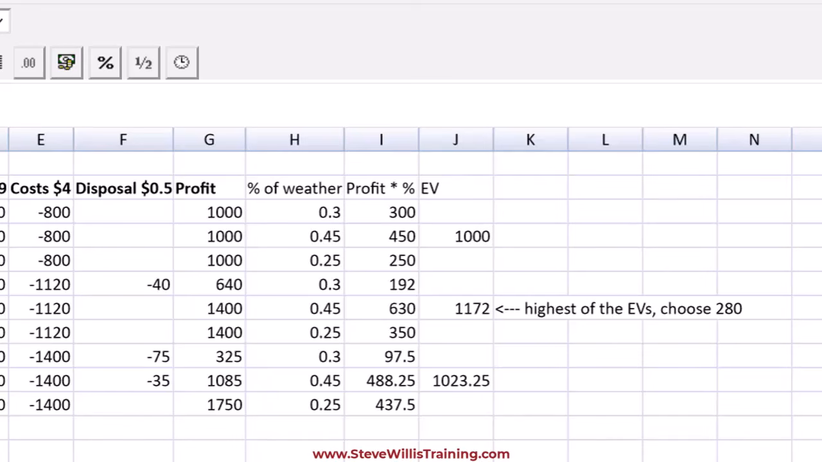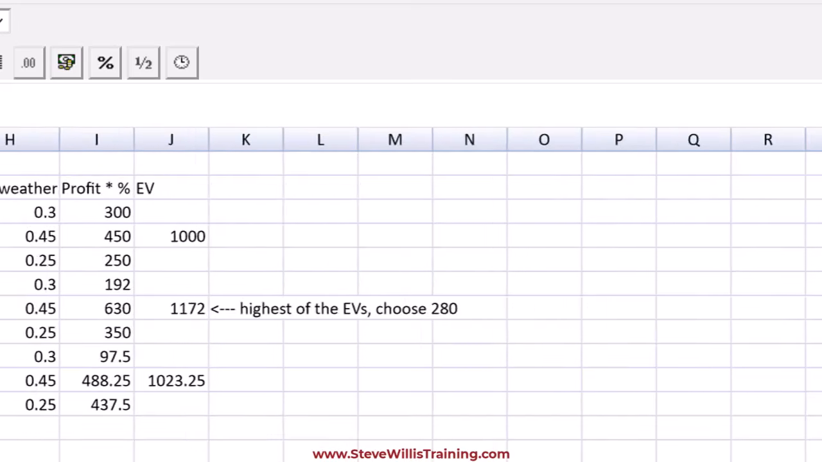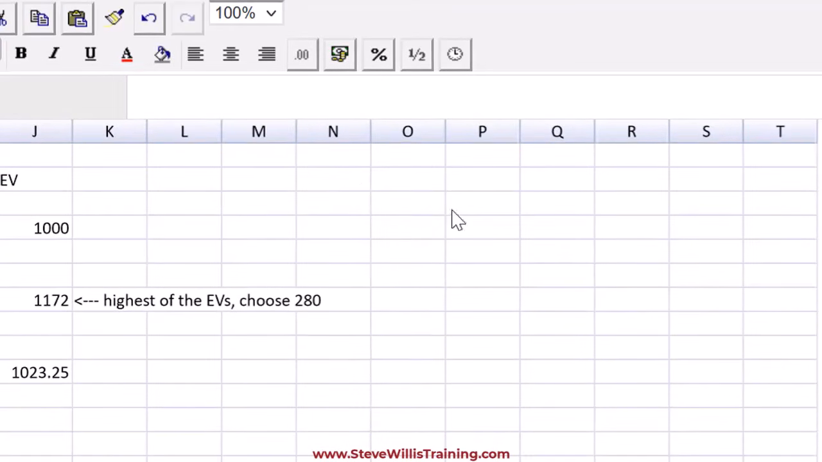Right? I'm going to move over here. Value of perfect information. Imagine we could purchase a magical weather report that would tell us with 100% certainty what the weather's going to be. How much would we pay for that magical report? That is the value of perfect information.